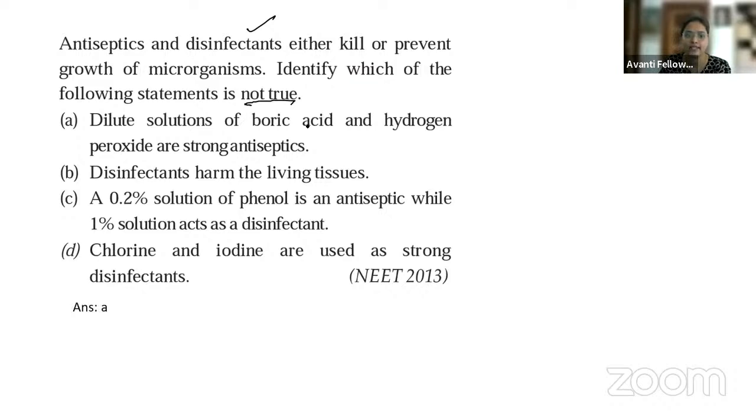Yes. So your answer is option A. Dilute solutions of boric acid and hydrogen peroxide are strong antiseptics. This is not true. They are mild antiseptics. They are not strong antiseptics. These statements are correct, and correct. Okay. Try to remember these. Now next.